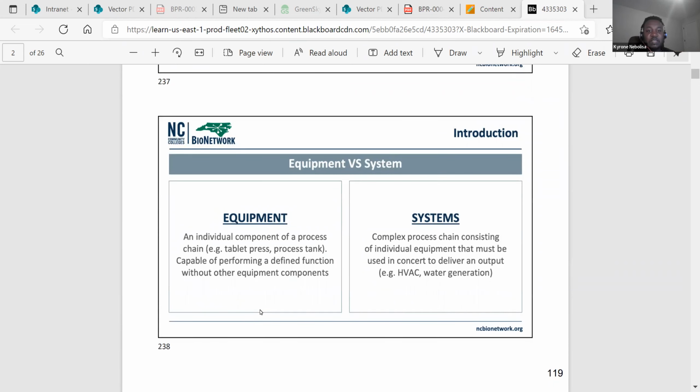So an equipment is an individual component of a process chain, for example, a tablet press, totes, or process tank, capable of performing a defined function without other equipment components. A system is a complex process chain consisting of individual equipment that must be used in concert to deliver an output, e.g. HVAC or water generation. So this is an explanation of an equipment versus a system.